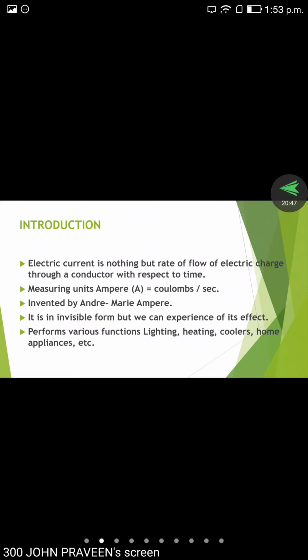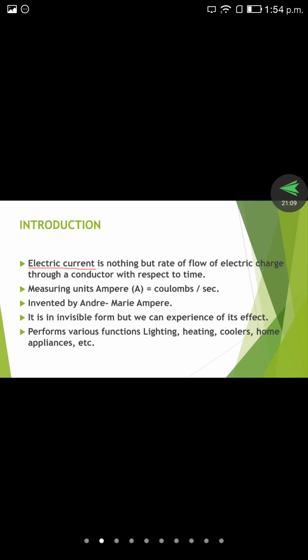First we think about the electric current. This is an important question, asked for 1 mark, and mostly it is a repeated question. First we think about what electric current is and its characteristics, then we go for the further details.